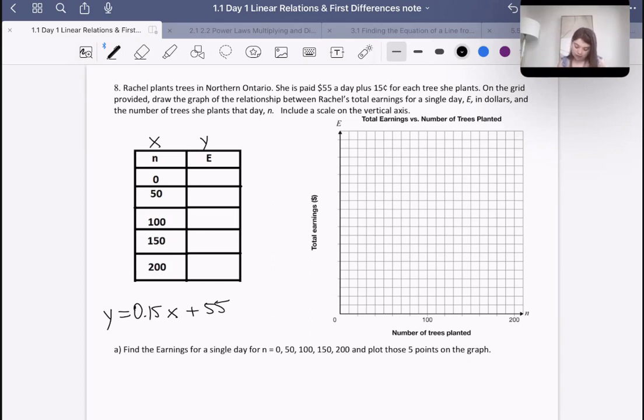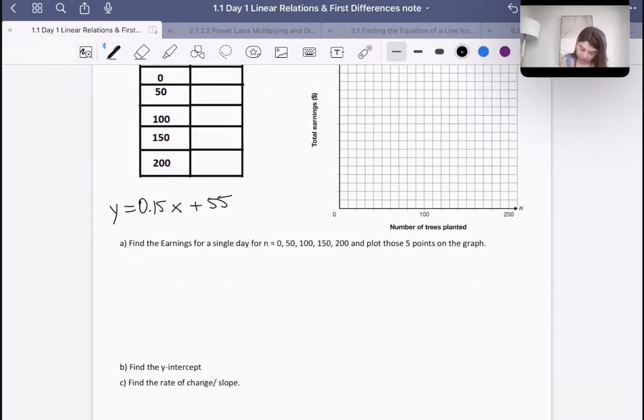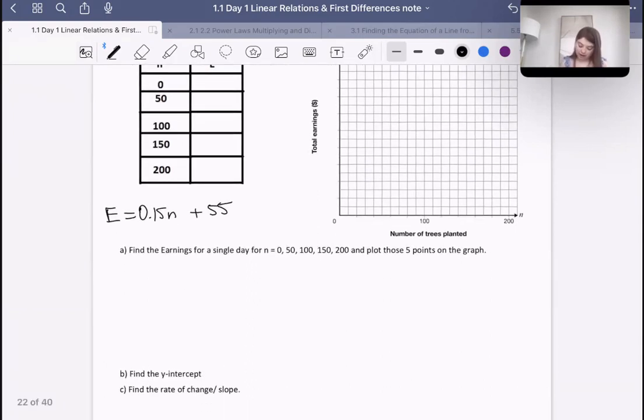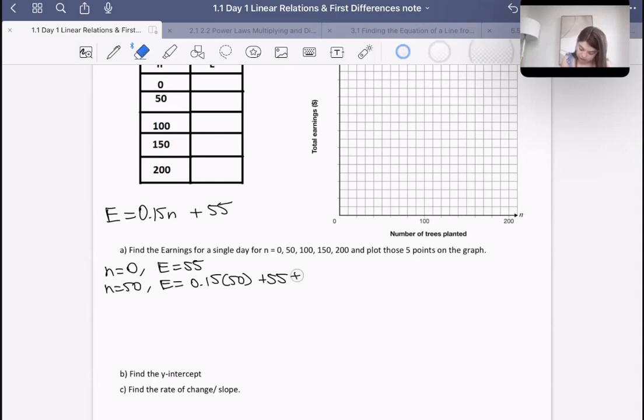And so let's figure out how much money she earns for n equals 0, or x equals 0, or you know what, we'll just say n and e instead of x and y. But we're going to treat e just like we normally treat y, and n like we normally treat x. So for n equals 0, e would equal 55, right? For n equals 50, e would equal 0.15 times 50 plus 55, which is what?